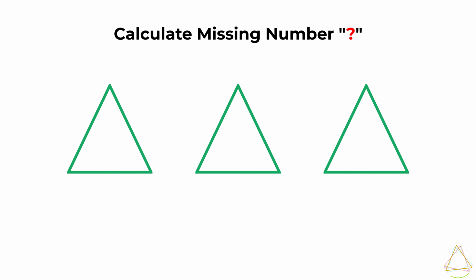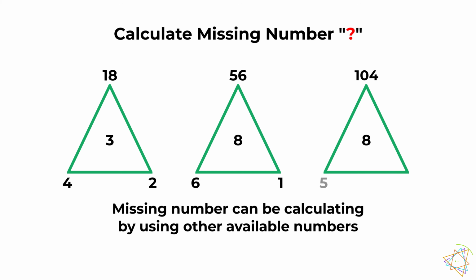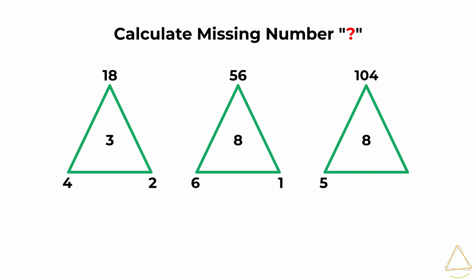First triangle has number 18 on the top, numbers 4 and 2 at the bottom, and number 3 in the middle. Second triangle has number 56 on the top, numbers 6 and 1 at the bottom, and number 8 in the middle. Third triangle has number 104 on the top, number 8 in the middle, number 5 in the bottom left corner, and number in the bottom right corner is missing.